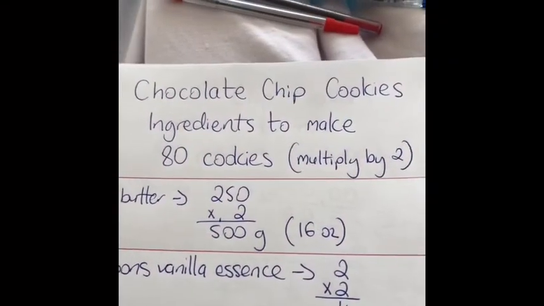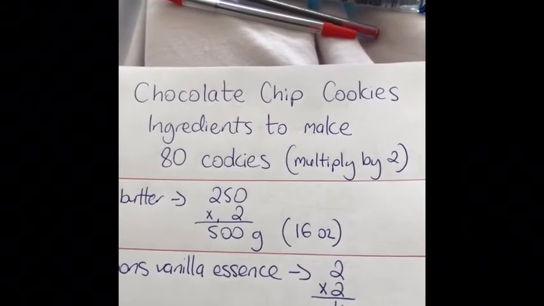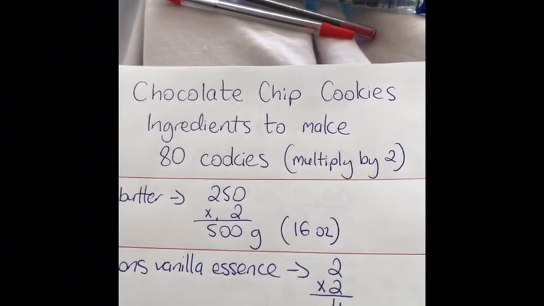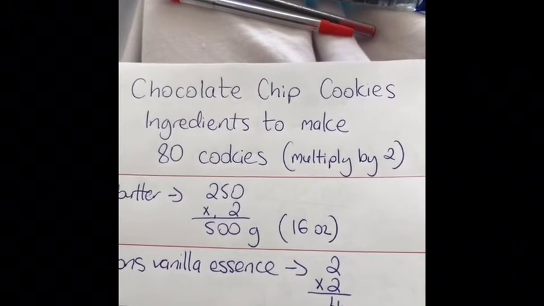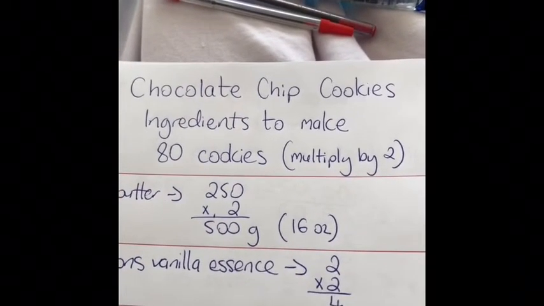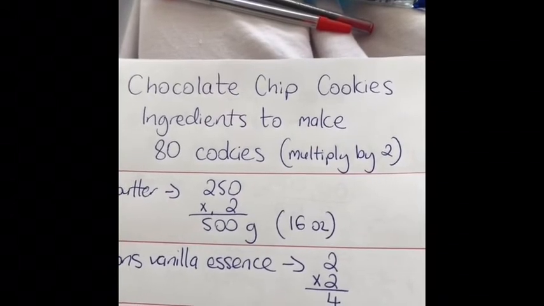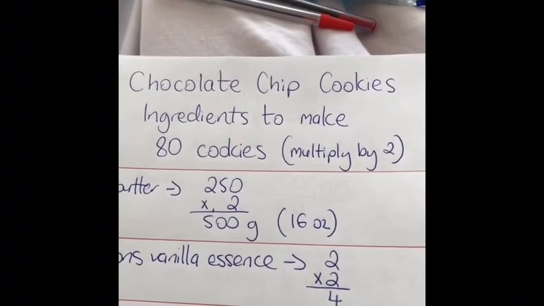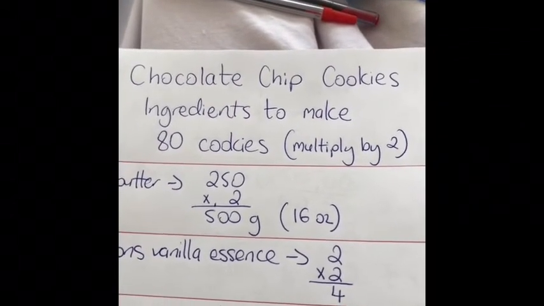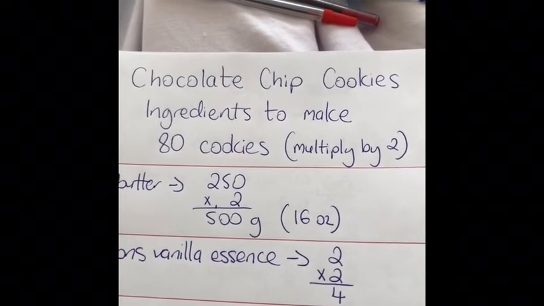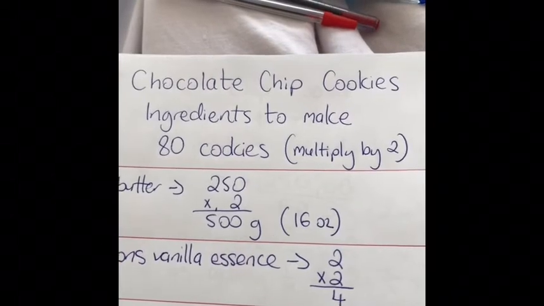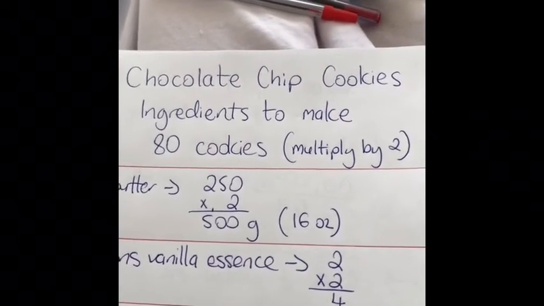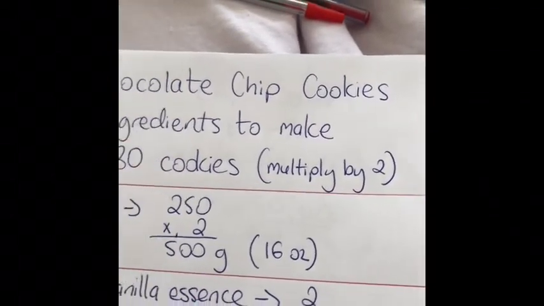Okay, I want to look at my recipe that we've just done there and see how do we increase it. So for instance, in that recipe in the book, it was to make 40 cookies. But what if we want to make double that amount? We want to make 80 cookies. Okay, so we're going to have to double the amount needed for the ingredients in the recipe. So for the ingredients to make 80 cookies, we're going to multiply by 2.